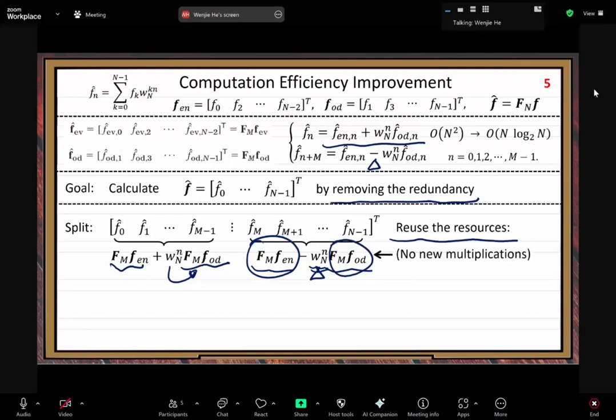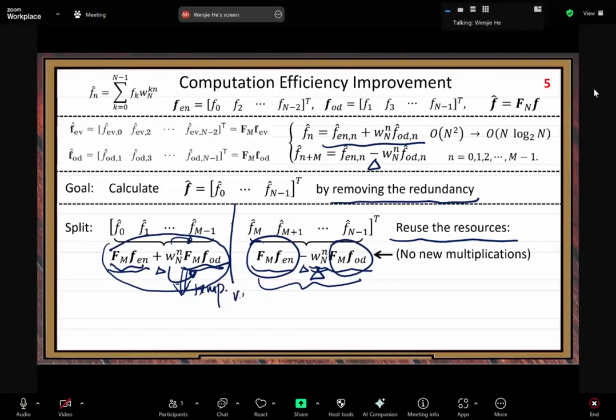But look at that. When you calculate this one, you do addition of two vectors. But when you calculate the second half, you do subtraction of the two vectors. That means for the second half, you do not do any new multiplication, right? So for the first half, you do multiplications in this vector, that vector, and this multiplication. But you store the result in a temporary variable.